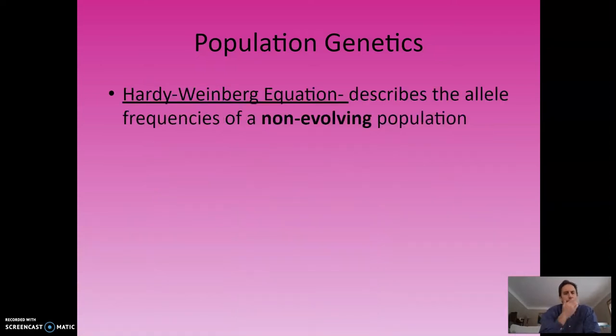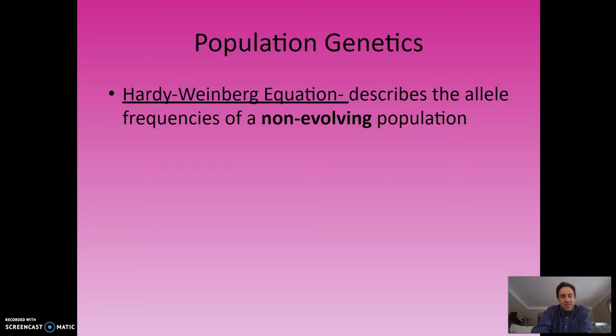The central concept within population genetics is something called the Hardy-Weinberg equation. This describes the allele frequencies of a non-evolving population. So if there's no evolution happening, we would say that a population is at Hardy-Weinberg equilibrium.